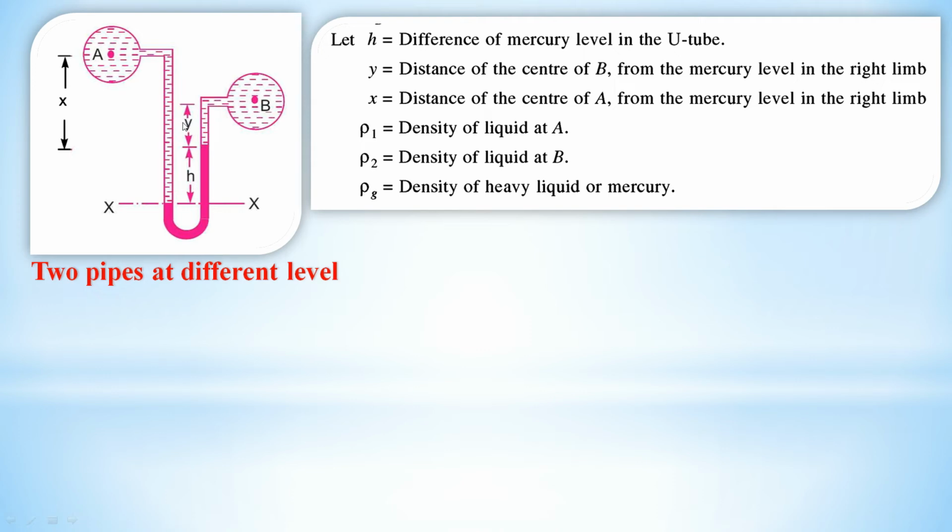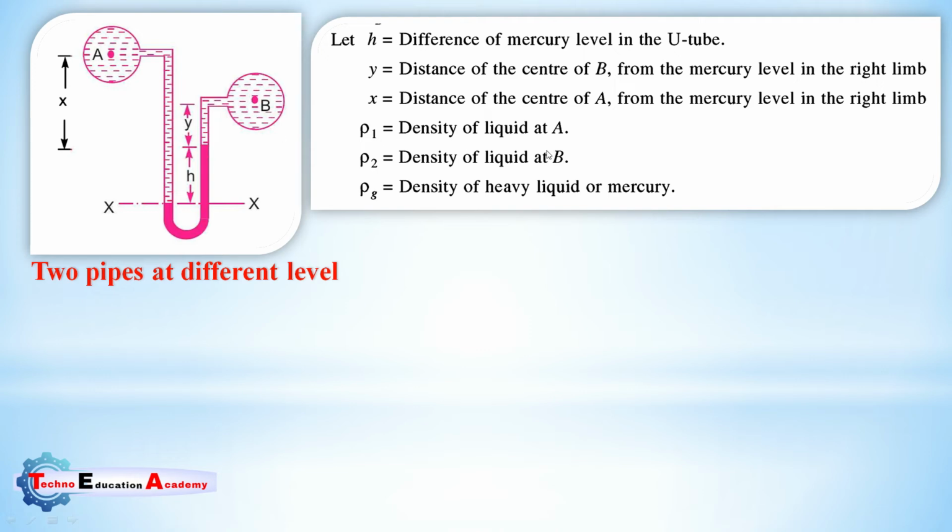y is the distance of the center of point B from the mercury level in the right limb. This is the right limb and this is the left limb. So here you can see that y is the distance of the center of point B from the mercury level in the right limb. Same as that, what is x? It is the distance of the center of A from the mercury level in the right limb of the U-tube manometer.